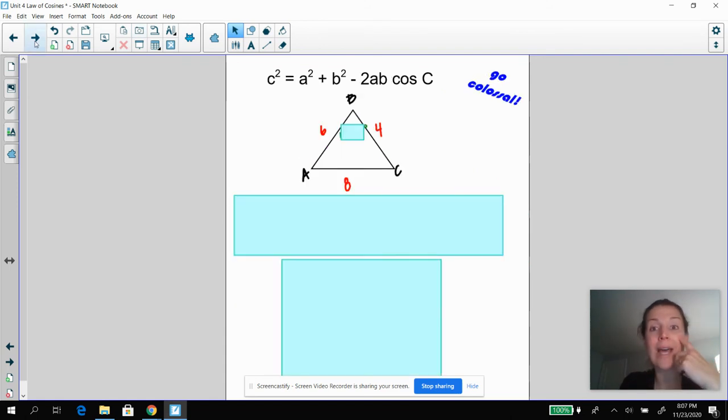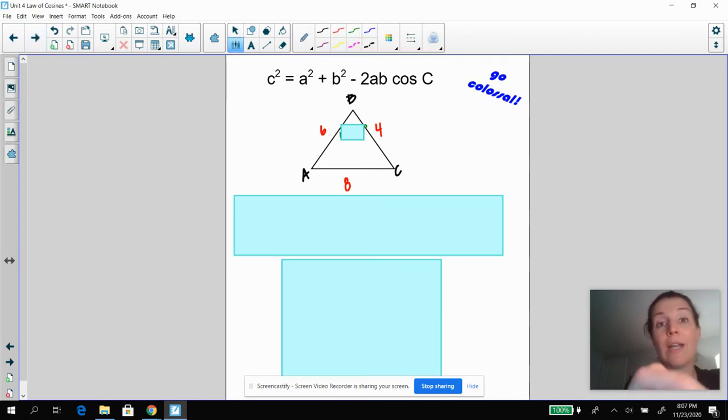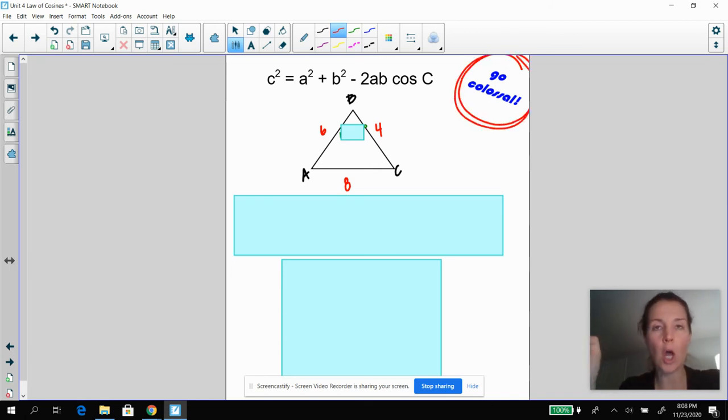Now let's look at a side side side situation. Again, a lot of blue boxes, apologies. But remember, for law of sines, if you had a choice, you went small. For law of cosines, you always are going to go big. You're going to go colossal. So law of sines, small; cosines, colossal. So here, do you see how side length 8 is larger than 6 and 4? That means we're going to solve for B first.